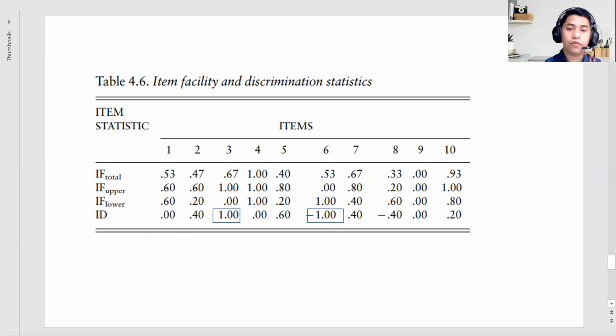Another example is question number 6, where IF upper is 0% or 0.00, but IF lower is 100% or 1.00. So the ID score is -1 or -1.00. This item 6 will be left out from the test, because students who get high scores cannot answer the question correctly, but the students who get lower scores can answer it correctly.